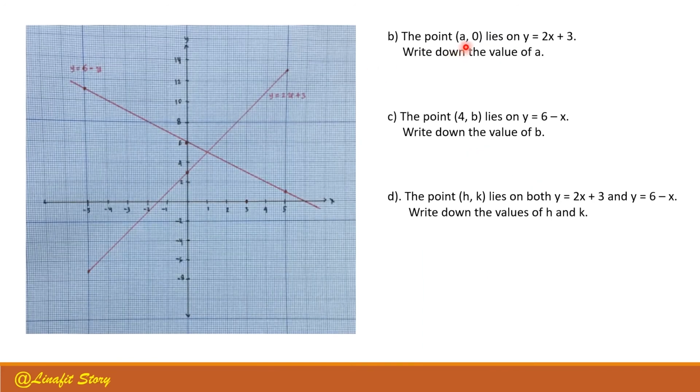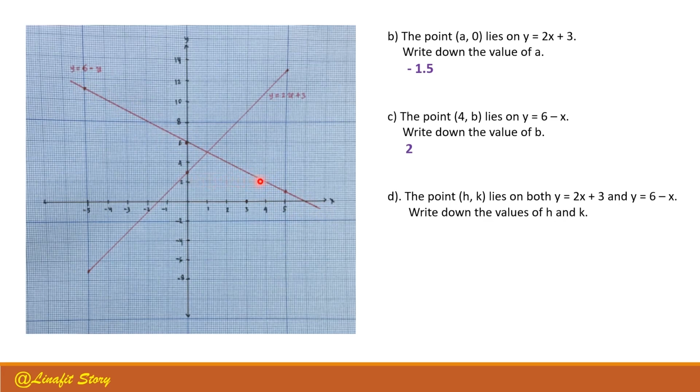The point (a, 0) lies on y is 2x plus 3. Write down the value of a. The value of a is -1.5. Question C. The point (4, b) lies on y is 6 minus x. Write down the value of b. The value of b is 2.